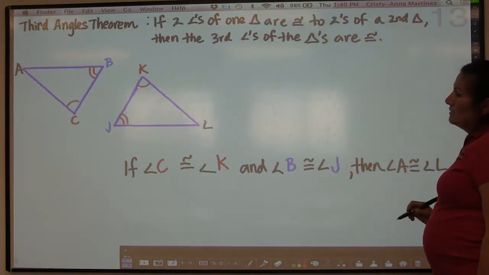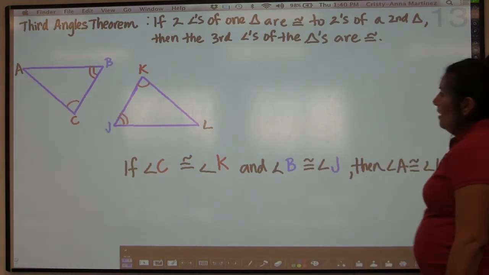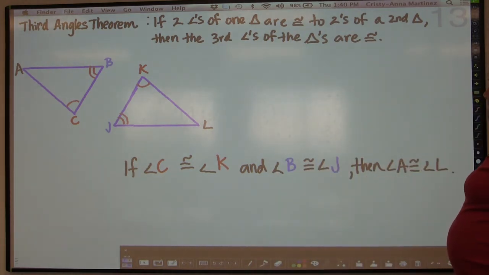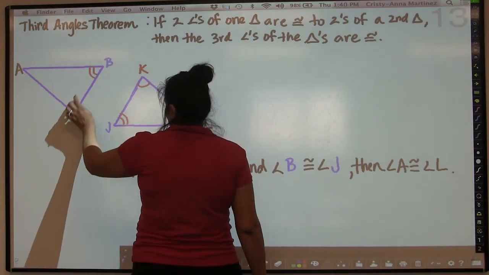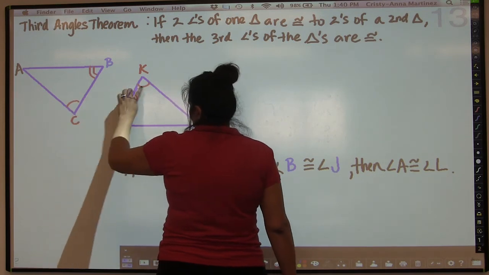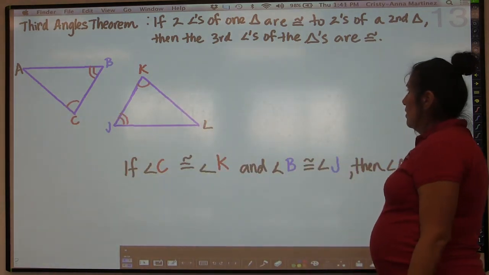Then we have our next theorem. It's a very simple theorem. It's called the third angles theorem. And I did a lot of abbreviating, so hopefully it'll make sense to you. But basically it says, if two angles of one triangle are congruent to two angles of a second triangle, and so here we have the two triangles, here's two angles of one triangle congruent to two angles of a second triangle, then by default, the third angles of the triangles are also congruent.